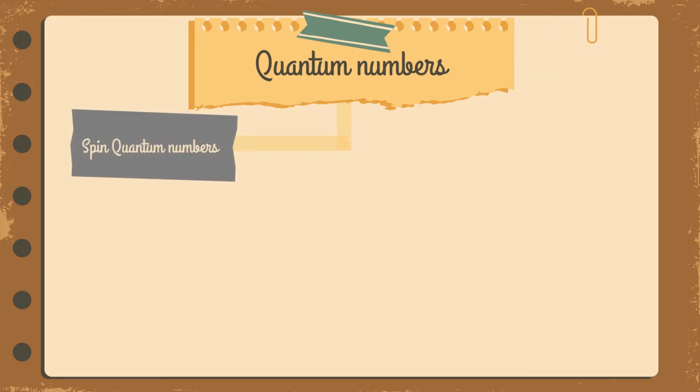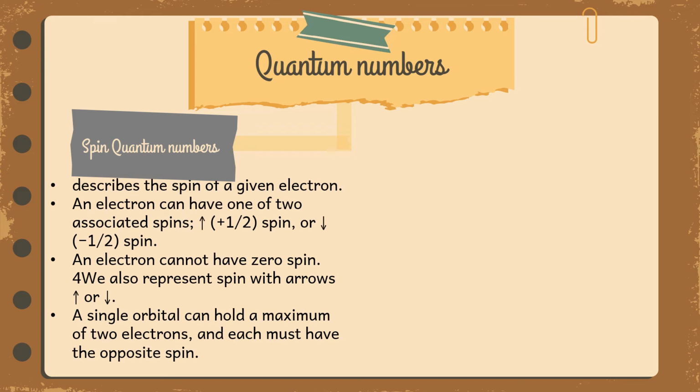The last quantum number is the spin quantum number. It describes the spin or the movement of a given electron in an atom. Electrons can have one of two associated spins, either upward or positive 1/2 spin, or downward negative 1/2 spin. An electron cannot have zero spin. It means it is moving. We also represent the spin with arrows, either upward or downward. A single orbital can hold a maximum of 2 electrons, and each electron on the orbital must have the opposite spin.